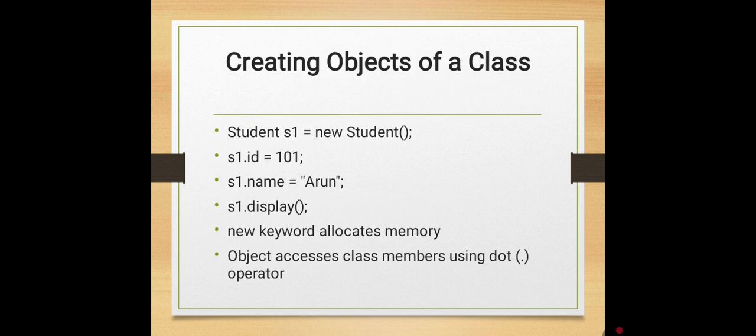And next is creating objects of a class. After defining the class, we can create objects. To create an object, we use the new keyword. For example, to create an object for the student: Student s1 is the object variable, equal to new Student(), where Student is the class name. That is, object equals new ClassName(). This statement allocates memory for the object and creates an instance of the Student class. We can access the class members using the dot operator. So we can assign values to id and name, and then call the display method. Each object has its own copy of the data members.